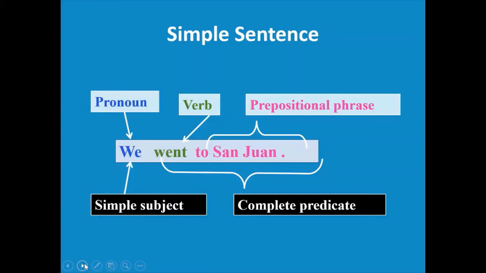Now keep in mind that simple sentence does not mean that it is just 5 or 6 words short. It can be a 10 word or 15 word long sentence. But as long as it has a simple subject and one complete predicate, the sentence will be simple. Okay, here the point is a simple sentence does not mean that it has to be short. It can be really long also. Okay, keep that in mind.